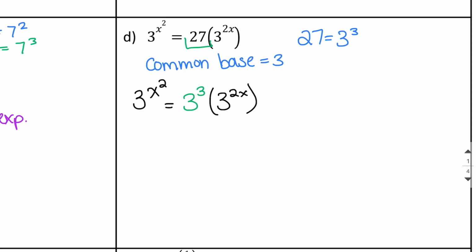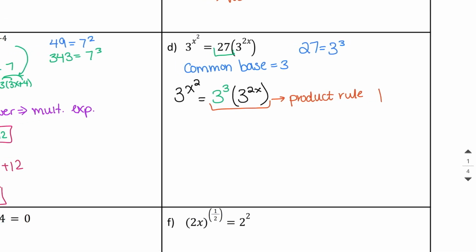Now, because this is multiplication here, we're going to use the product rule, which is anything multiplied together with the same base, you can just add the exponents. So I'm going to add my exponents here, and my base is still 3, but then I can add my exponents and I get 3 to the power of 2x. And then here, I'm just going to copy this down right here.